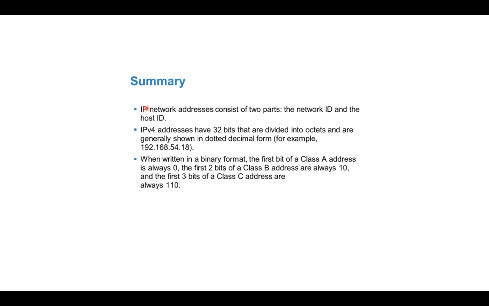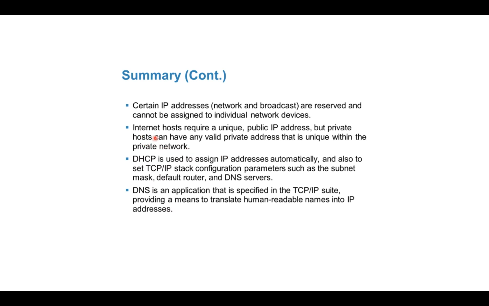In summary, all IP version 4 addresses have a total of 32 bits, and this is our local, for example, class C IP address. Internet hosts require a unique public IP address, but private hosts can have any valid private address that is unique within the private network. So we can say local IP addresses must be unique in that local network, but the public IP address the ISP gives you is unique in the whole world.